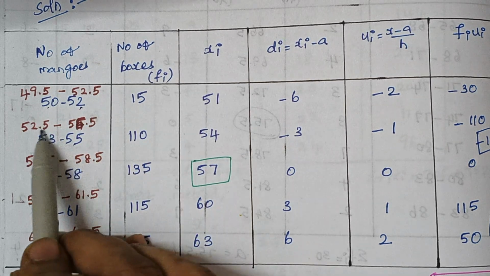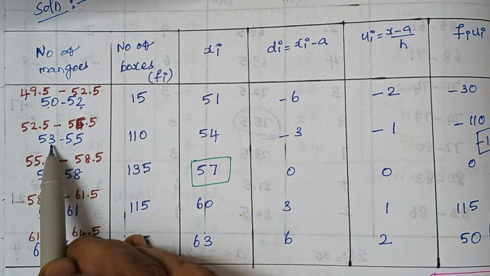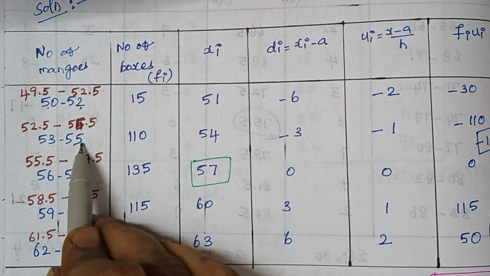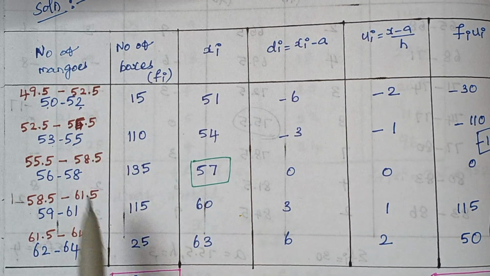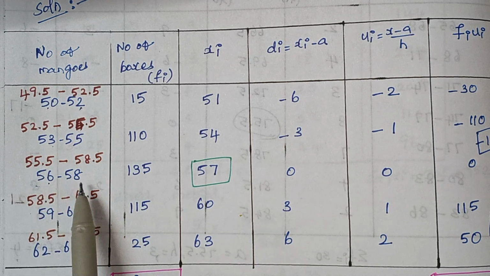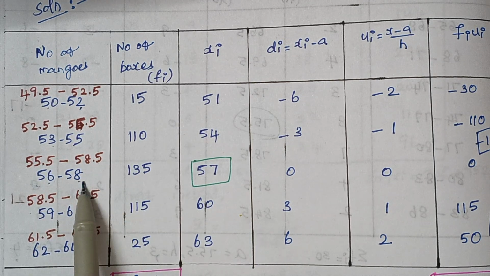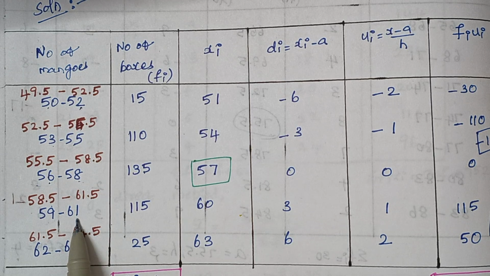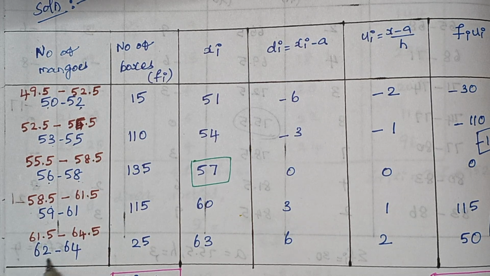Again you see, from this 53 I am going to remove 0.5. So this number becomes 52.5 and this number becomes 55.5. Similarly here also, when I reduce 0.5 from 56, the number is 55.5 and here I am adding, therefore 58.5. Similarly here 59, when you remove 0.5 from it, it becomes 58.5 and here I am adding, therefore it becomes 61.5. And here it is 62, so when I remove 0.5, this becomes 61.5 and here I am adding, therefore it becomes 64.5.